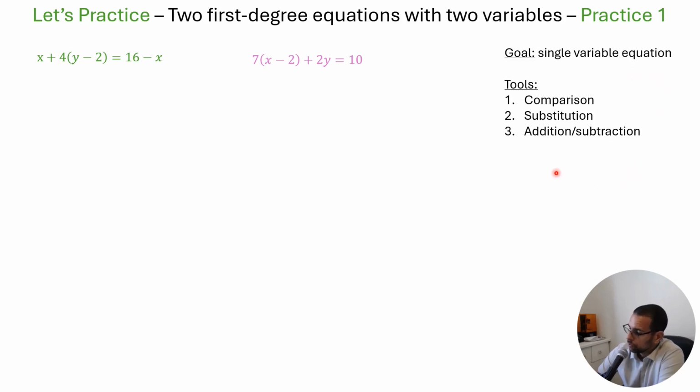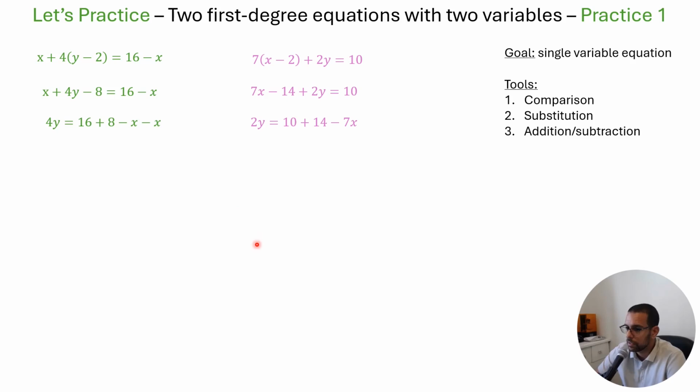And let's use our tools. First, we're going to demonstrate the tools of comparison, right? We're going to do some manipulation. Let's open the parentheses. Let's move things around to have the y on the left side and x on the right side with the regular numbers too. And then we're going to isolate the y. And what do we have here? Look at that. Here we have 4y. And here we have 2y.